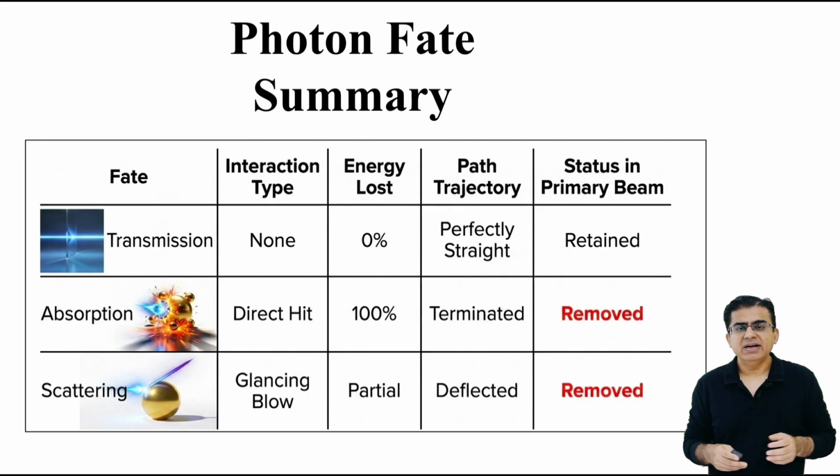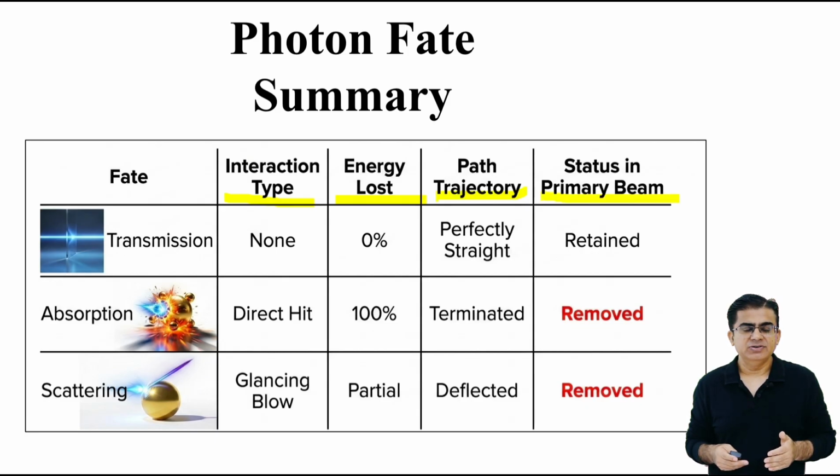Let us quickly summarize the three possible fates of our photon. Look at the summary table on your screen. There are three possible fates of a photon. There are four parameters we will compare for these fates. These four parameters are what type of interaction a photon suffers, how much of its energy is lost, what is its trajectory once it enters a tissue, and what is the final status of the primary beam.